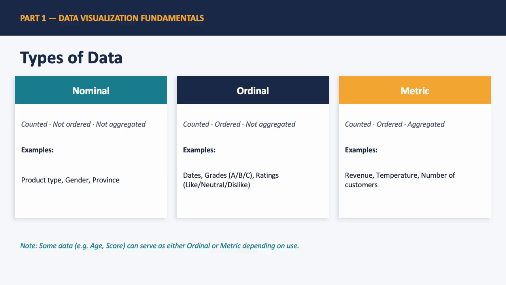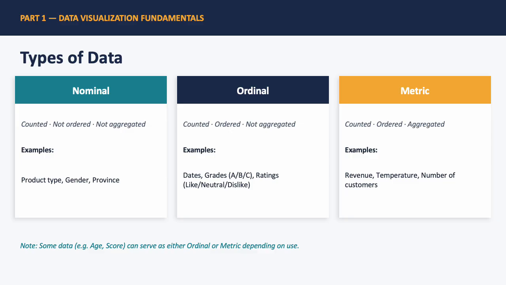The third category is metric data. Metric data, also called quantitative data, can be counted, ordered, and aggregated. Revenue, profit, temperature, and the number of customers are all metric. We can add them, average them, and compute ratios from them.